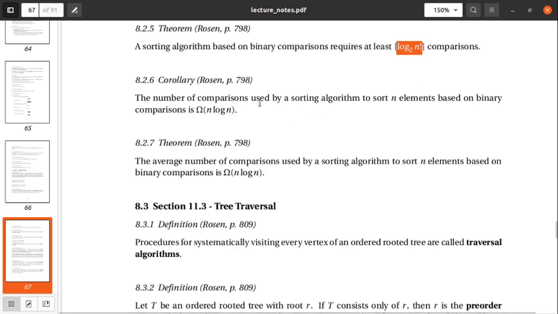Right? So a corollary to that is that the number of comparisons used by a sorting algorithm to sort n elements based on binary comparisons is big omega of n log n. So the best worst-case runtime we can have for a sorting algorithm is n log n. You say, okay, well, why do you say it that way? Why don't you just say that the best runtime is n log n? Well, because that's not true.